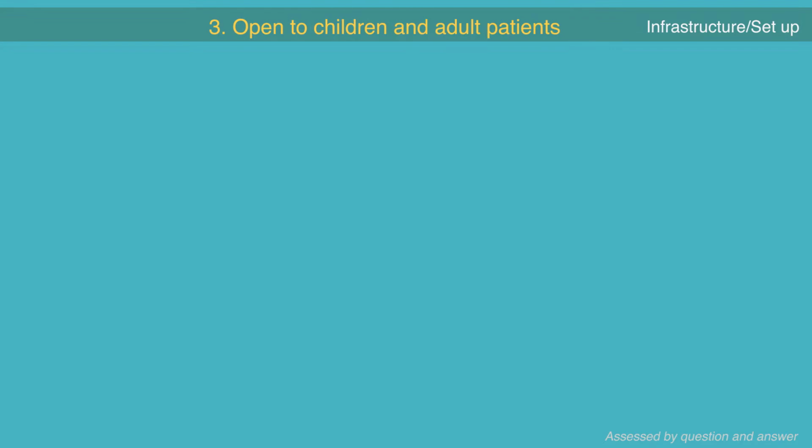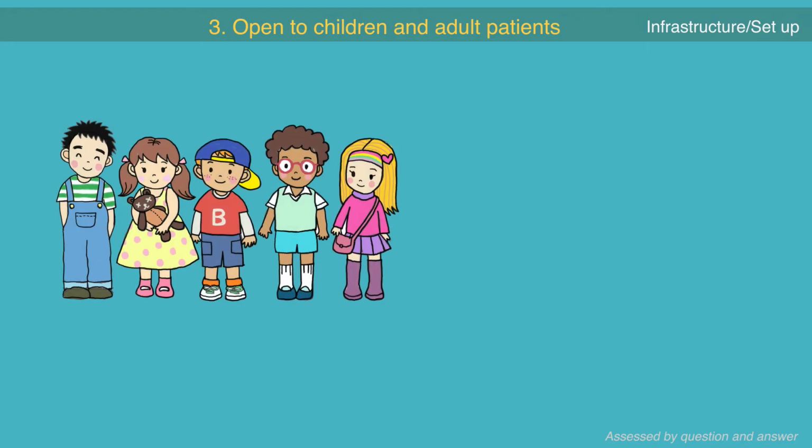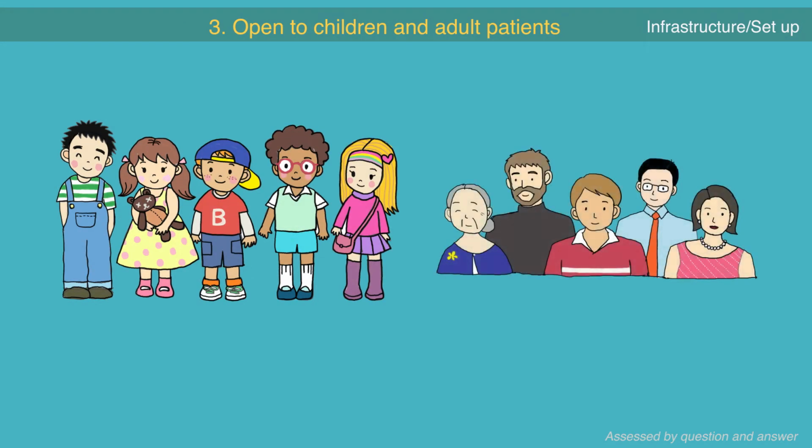Number 3. Open to children and adult patients. This is one of the most common challenges to many centres who are thinking about becoming a UCARE. Of course, many centres do provide care for children and adults, but there are centres where only adult patients are seen, and there are other centres where only children are seen. These centres should know that they can apply with their respective partner centre to become a UCARE together.